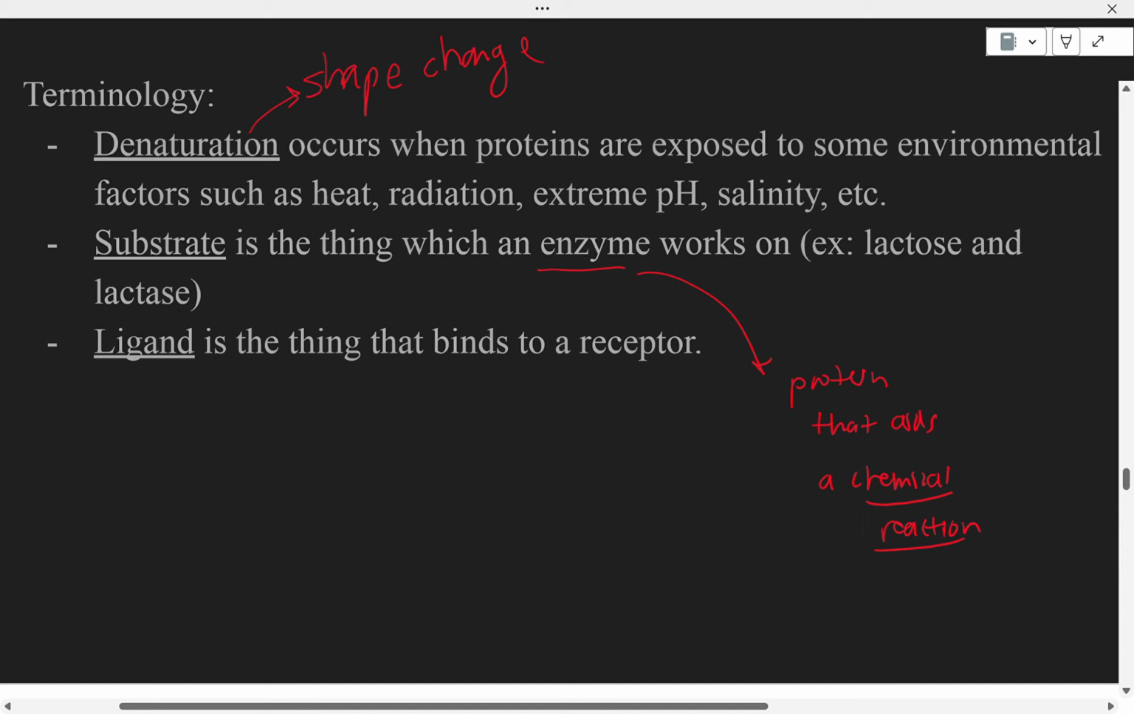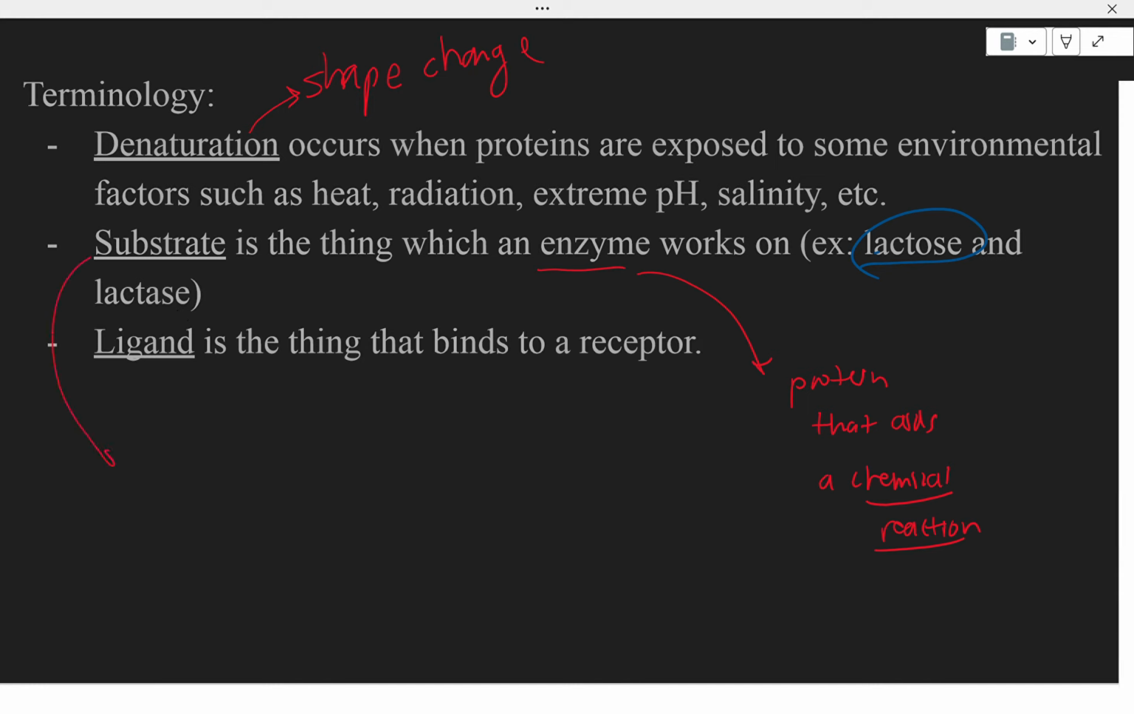So if we see, lactose is the sugar in milk, and then lactase is the enzyme that'll break down the lactose. So lactose in this case is the substrate of the lactase enzyme because it's the thing that's being worked on by the enzyme.